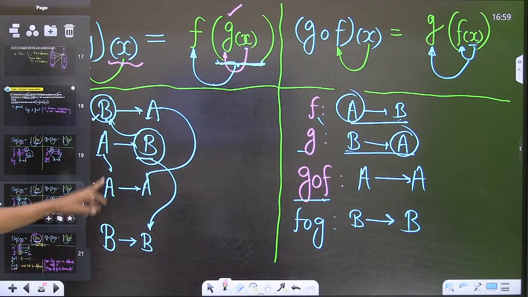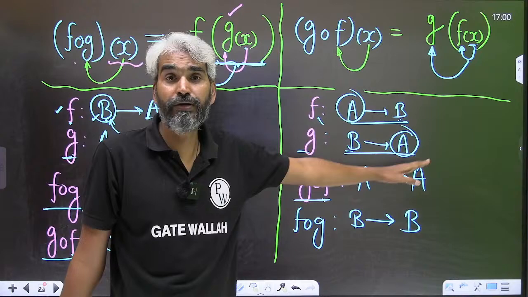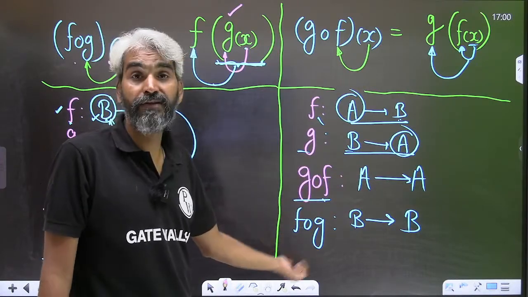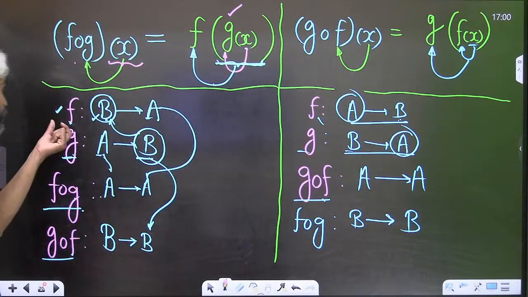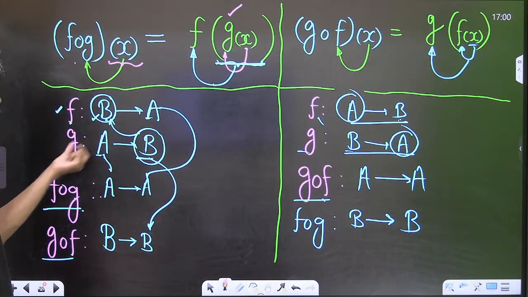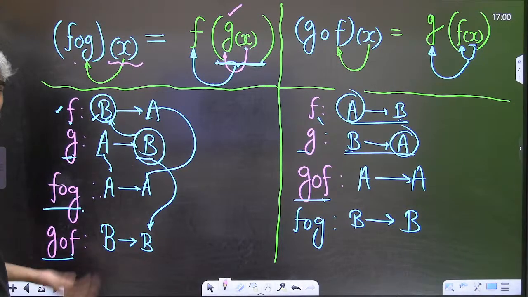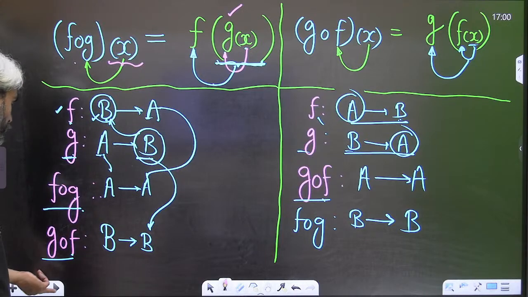Now, if f is a function from A to B and g is a function from B to A, then f of g and g of f both will be defined. F of g will be defined from B to B, g of f will be defined from A to A. Similarly, if f is a function defined from B to A and g is a function defined from A to B, then both f of g and g of f are guaranteed to be defined. F of g will be defined from A to A, g of f will be defined from B to B.